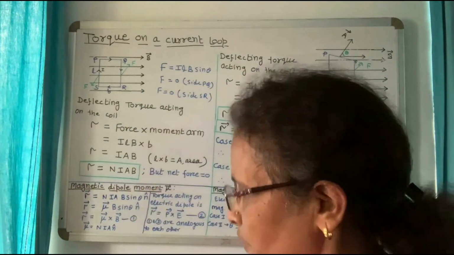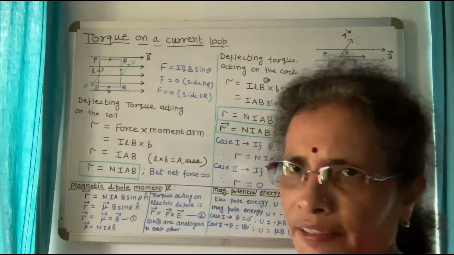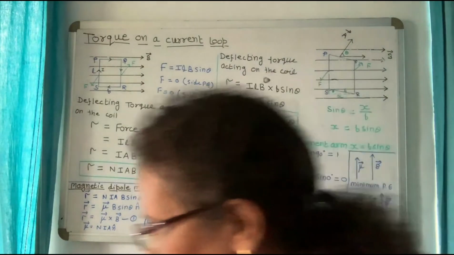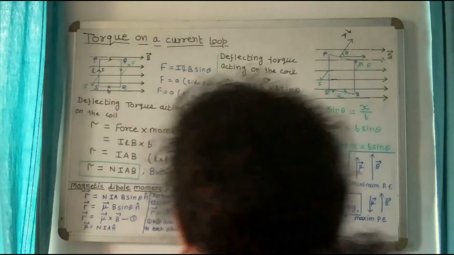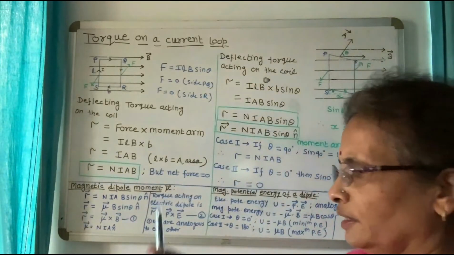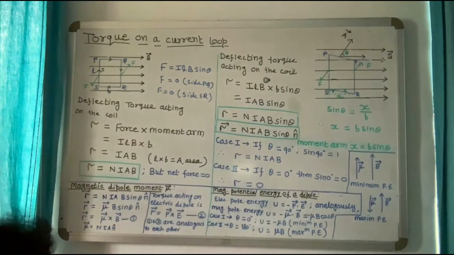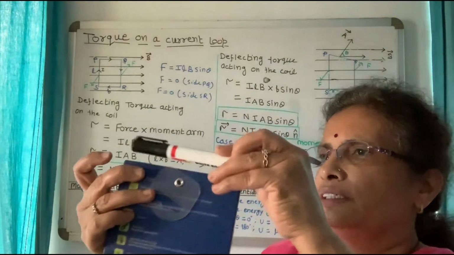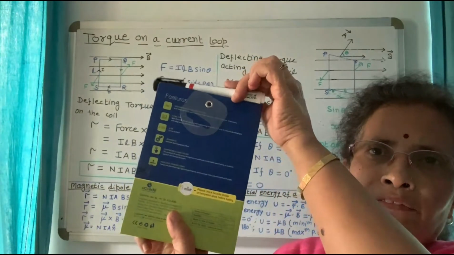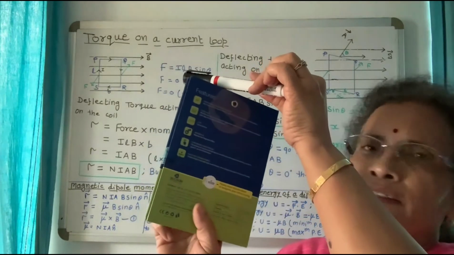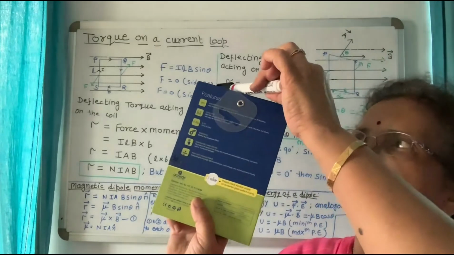So this is a simple situation in which the plane of the coil is parallel with the magnetic field. Now, in a second situation, if the plane of the coil is not parallel with the magnetic field, how is it? If this is the magnetic field, and in the first situation this is the coil, but if the coil gets deflected by an angle theta like this, then what will be the torque? That we have to find out.